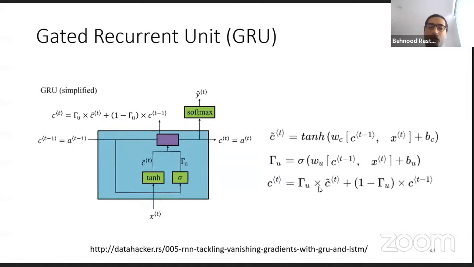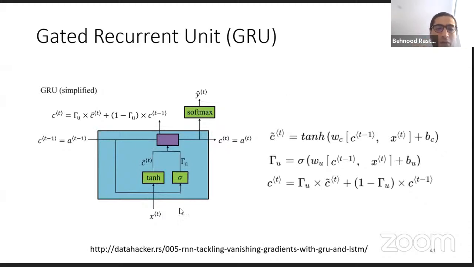To simplify this concept, maybe you can assume the update gate value is either 0 or 1. If it's 1, then this term is 0, and you get the new candidate. If it's 0, basically you keep the value as it is and you don't update this variable.